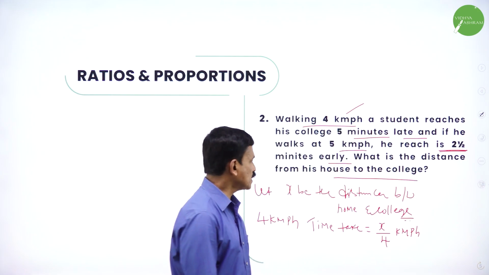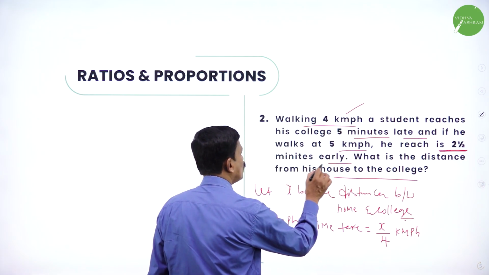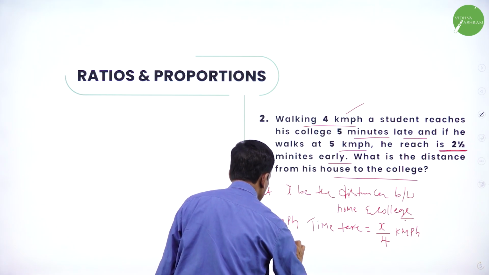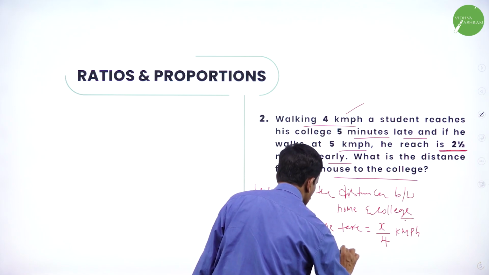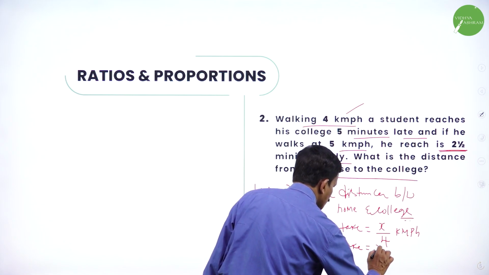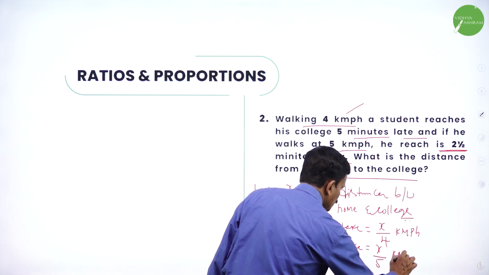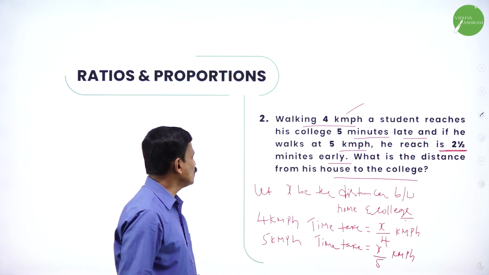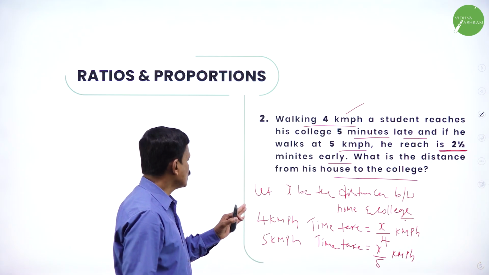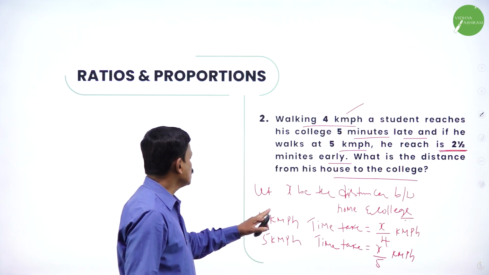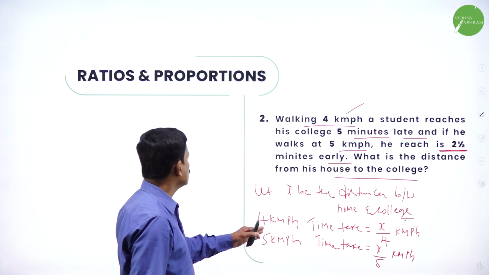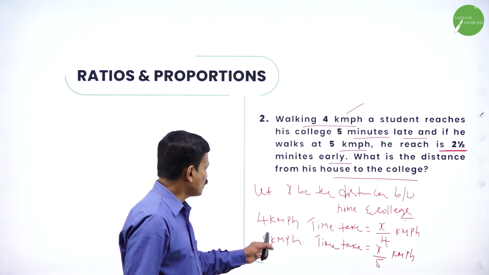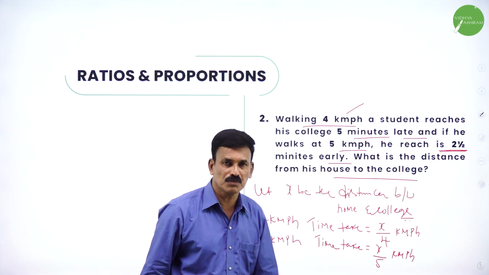Similarly, the time taken when he walks at 5 kilometers per hour is equal to x divided by 5. These are the given conditions. So if x is the distance between the college and the home, the time taken at 4 kilometers per hour is x by 4, and the time taken at 5 kilometers per hour is x by 5.